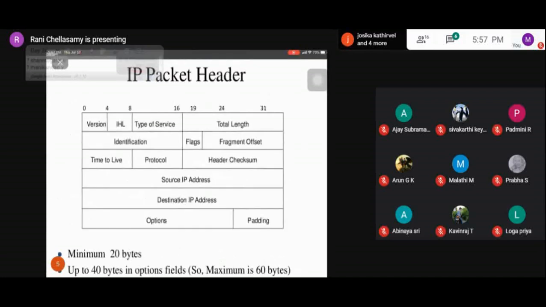So coming on to the packet format, the header packet format for the Internet Protocol. You can see it's 32 bits wide, starting from 0 to 31, which occupies 4 bytes for the version field. So in total it consists of a minimum of 20 bytes of header, and up to 40 bytes in the option fields.